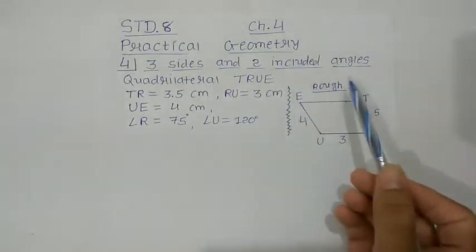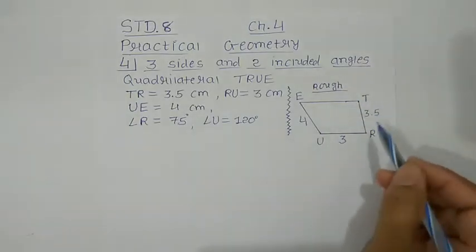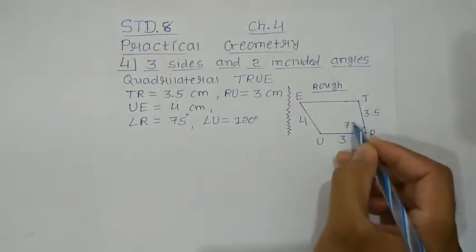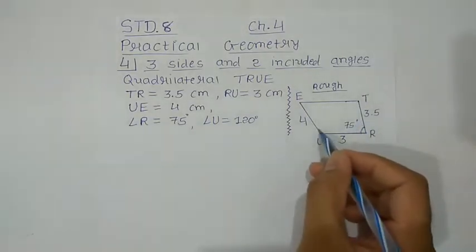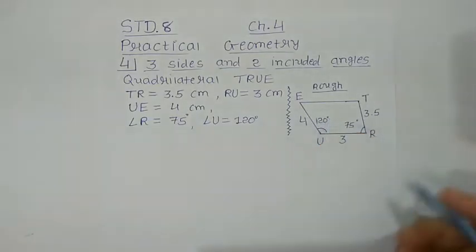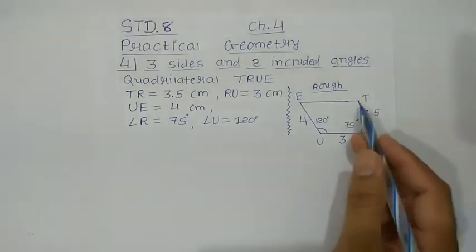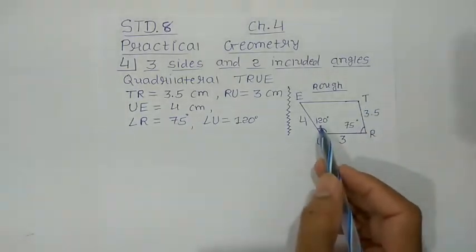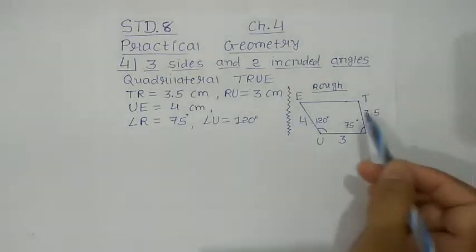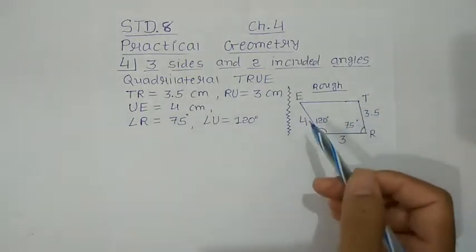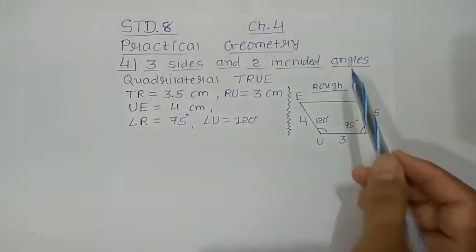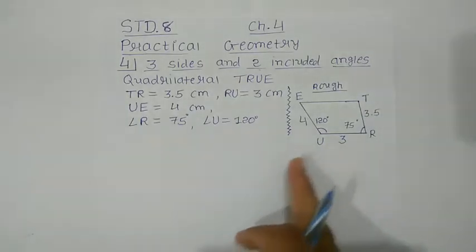Now what is the meaning of included angles? Included angle means one angle we have given this, see, 75 degree, and the second angle, this U, we have given as 120 degree. So this 75 degree is included between these two sides, and this 120 degree angle is included between these two sides. See, we have not been given these two angles, right? That is why it is called two included angles. Okay, now we have to construct this quadrilateral.